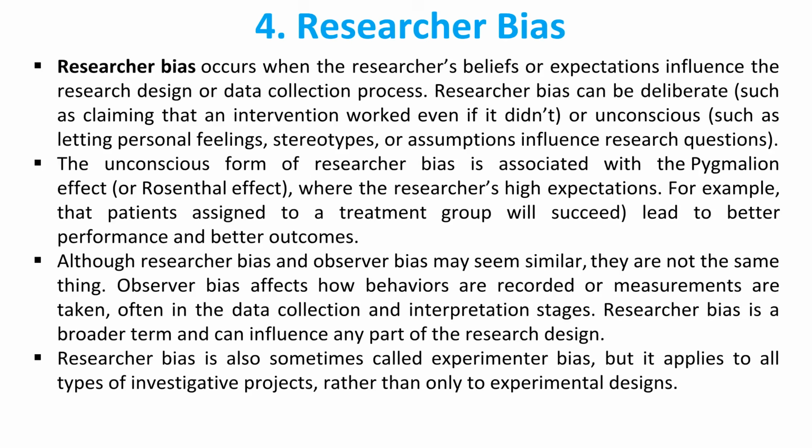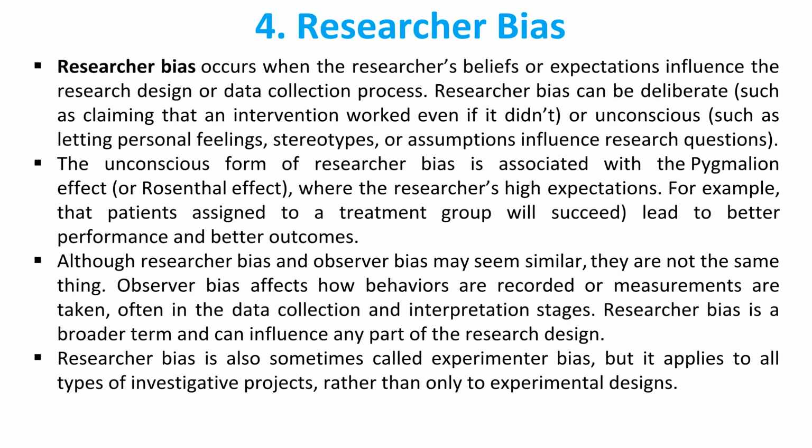Although researcher bias and observer bias may seem similar, they are not the same thing. Observer bias affects how behaviors are recorded or measurements are taken, often in the data collection and interpretation stages. Researcher bias is a broader term and can influence any part of the research design. Researcher bias is also sometimes called experimenter bias, but it applies to all types of investigative projects, rather than only to experimental designs.